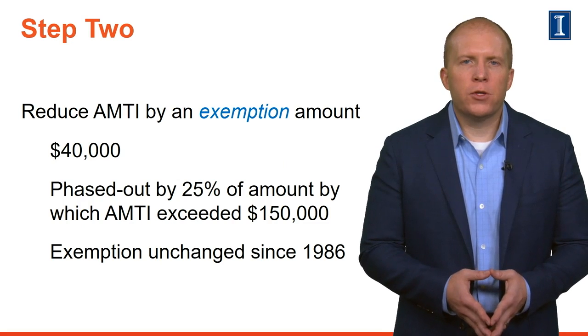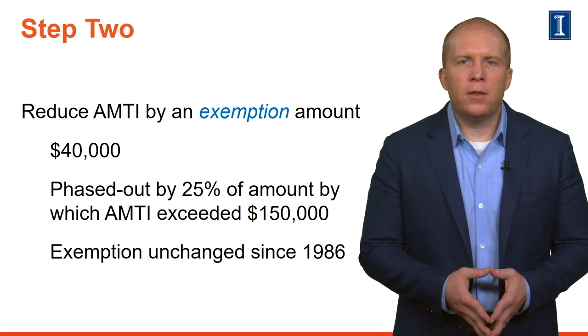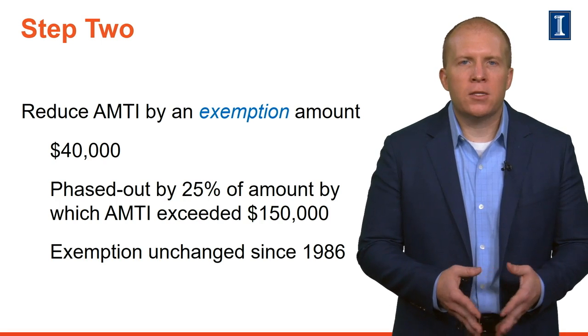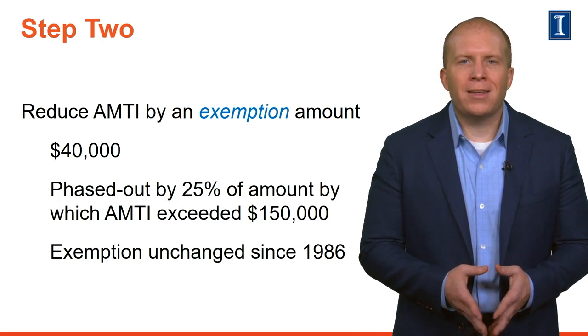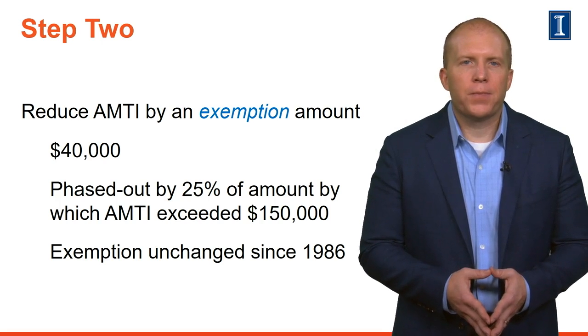Next, AMTI was reduced by an exemption amount, which began at $40,000 and phased out as AMTI increased. Specifically, the exemption amount declined by 25% of the amount by which AMTI exceeded $150,000. The $40,000 starting point had not changed since 1986.